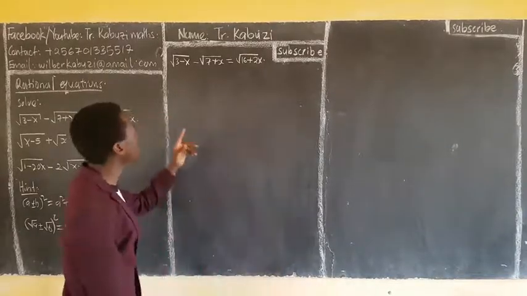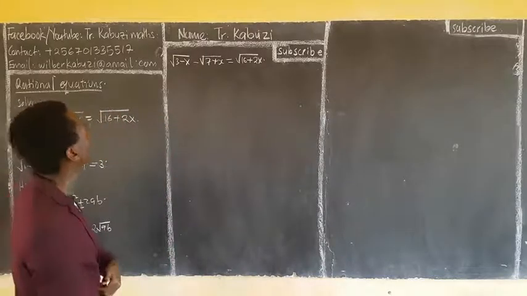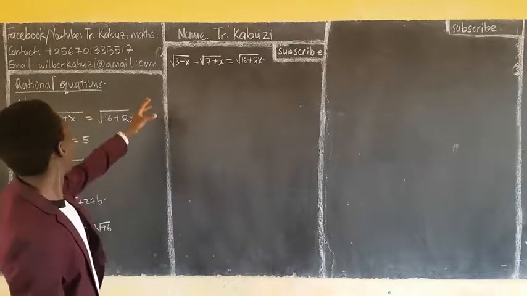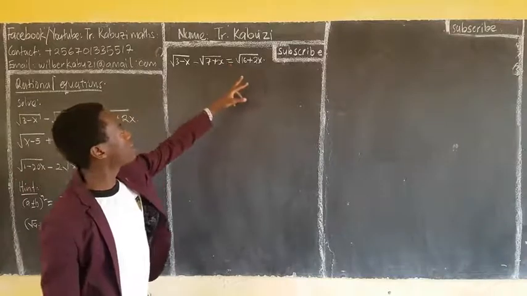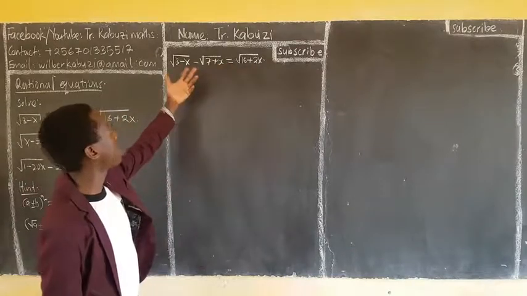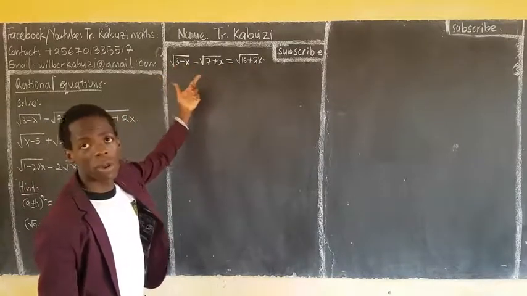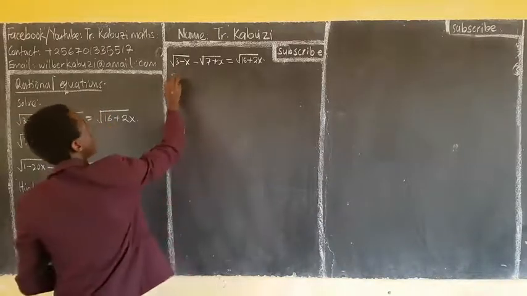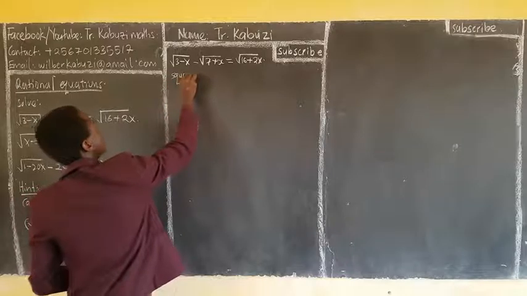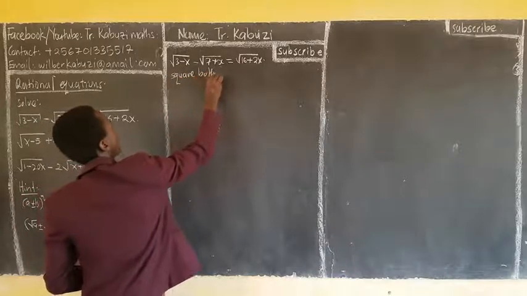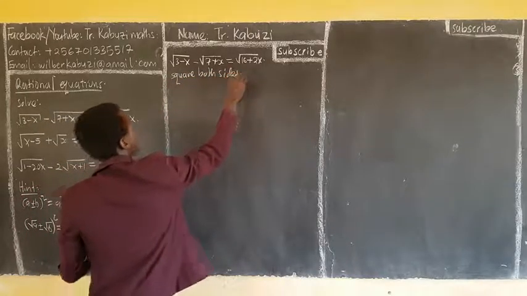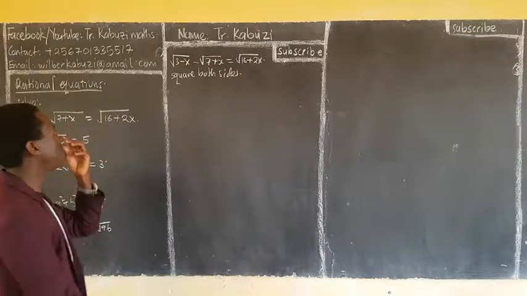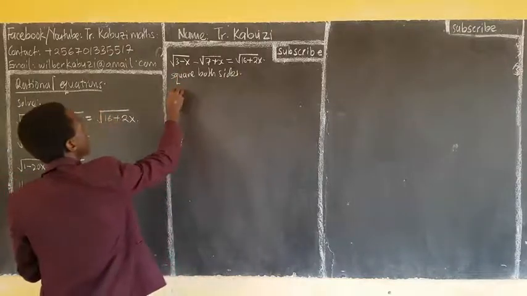Now, here we have to use this equation. So we have the root of this and this. So here you say you have 2x on this side. You start by asking how do we remove the square roots? We remove the square roots by squaring both sides. So we say square both sides. If I square both sides, you see that I already have the whole of this squared.